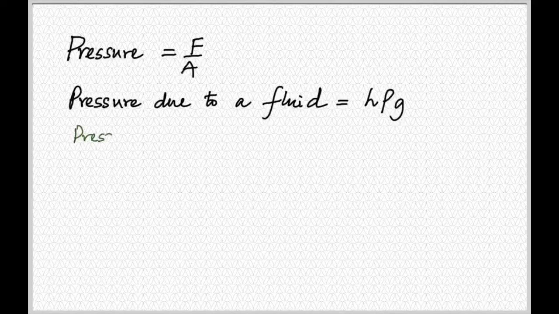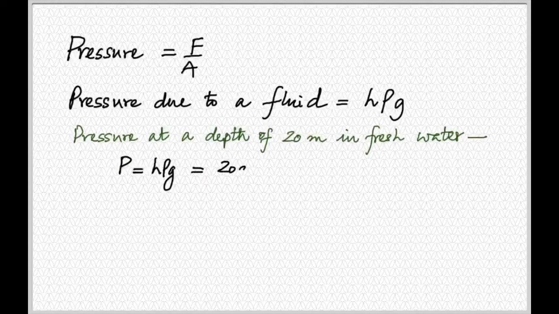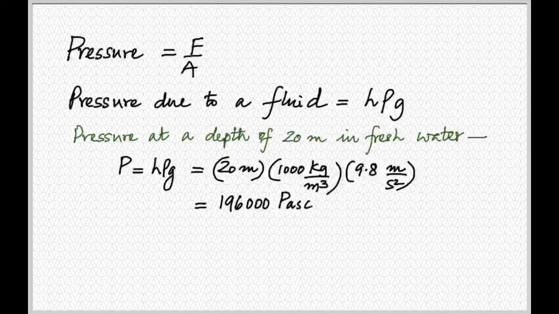So as an example, let's try to find the pressure at a given depth of 20 meters in fresh water. Now, fresh water has a density of 1000 kilogram per meter cube. So using the formula P is equal to h rho g, plug in the numbers and calculate the pressure to be 196,000 pascals.